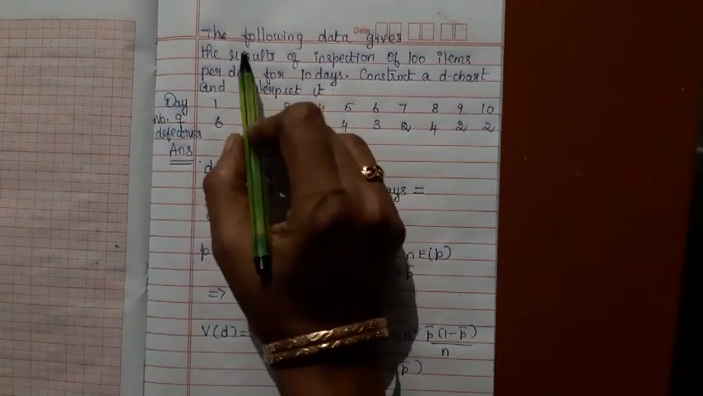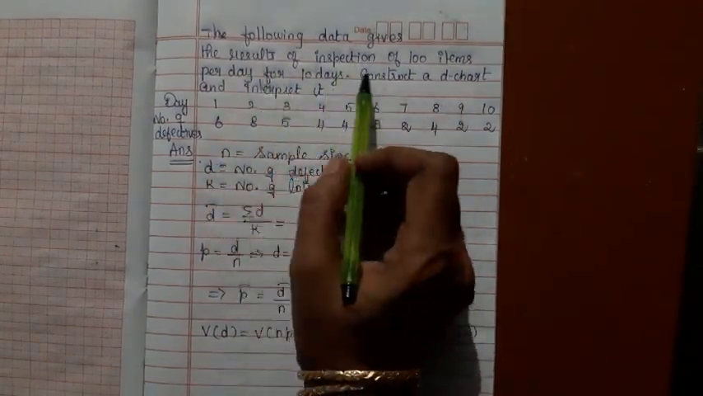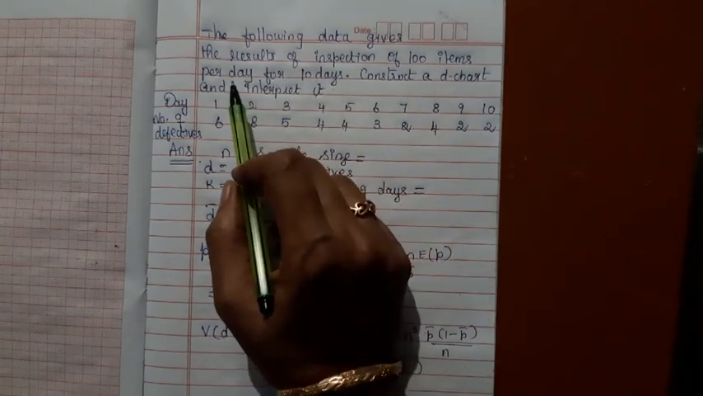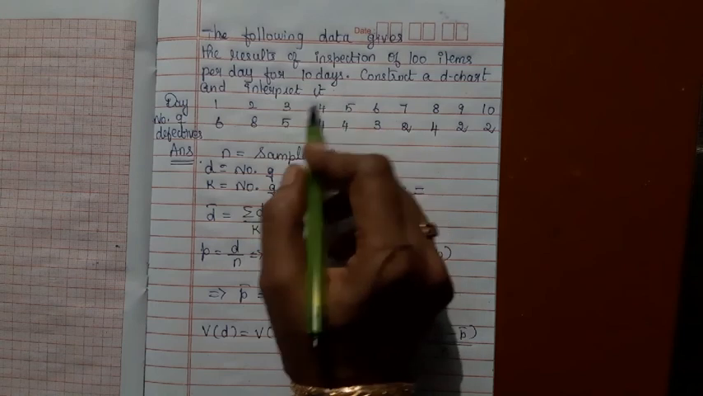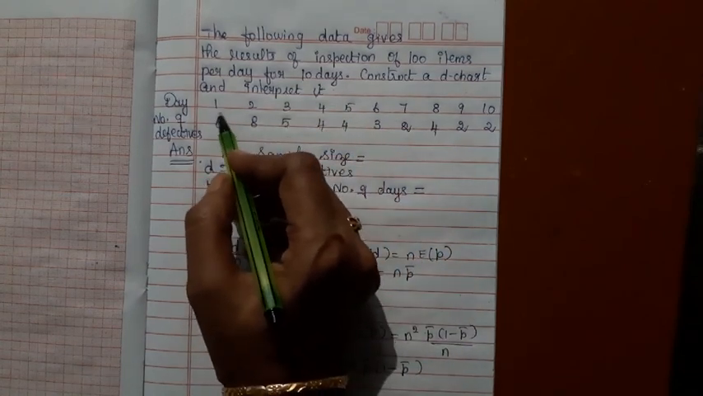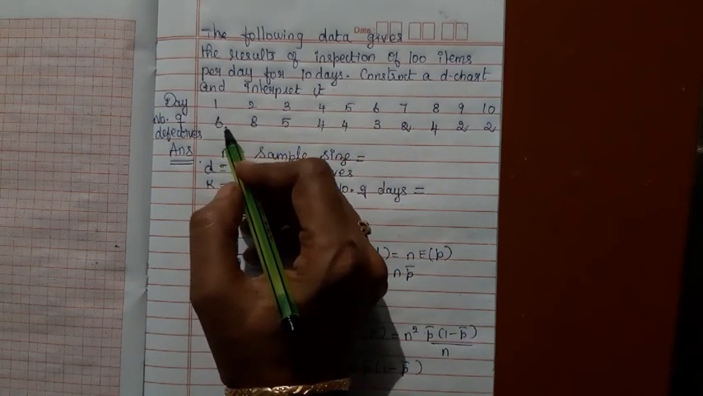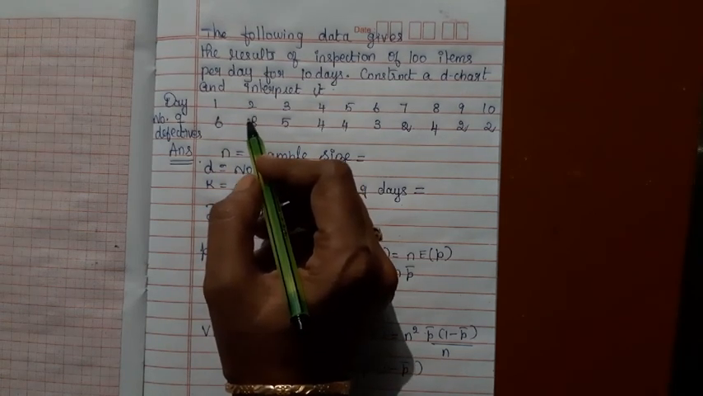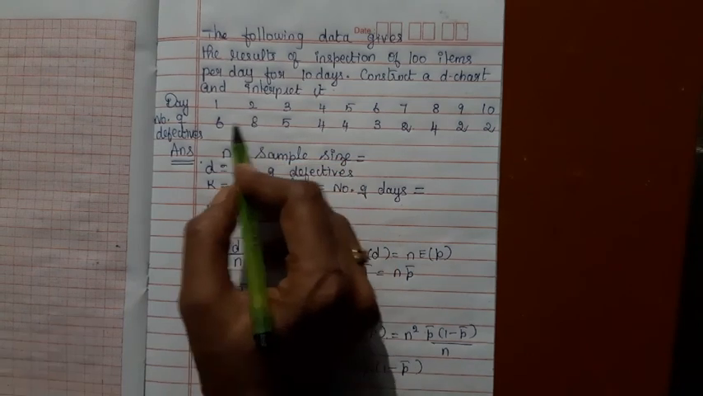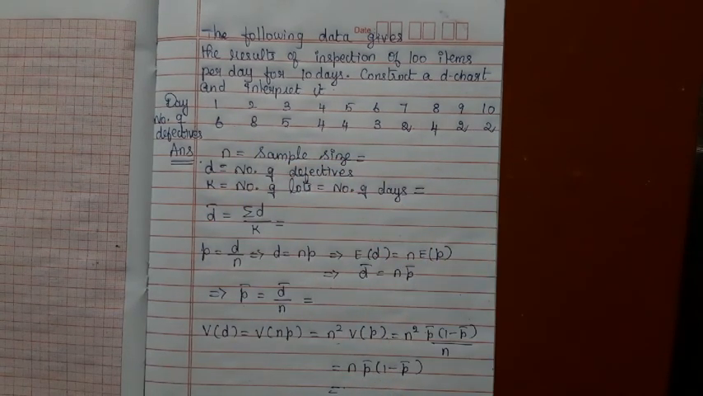Let us consider this problem. The following data gives the results of inspection of 100 items per day for 10 days. Construct a D chart. Okay. See, on the first day out of 100 items taken, some 6 items are found to be defective. And on the second day, in a sample of 100 items, 8 items are found to be defective. The data is given for 10 lots for 10 days.